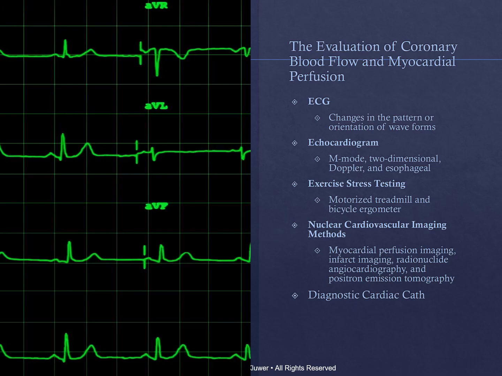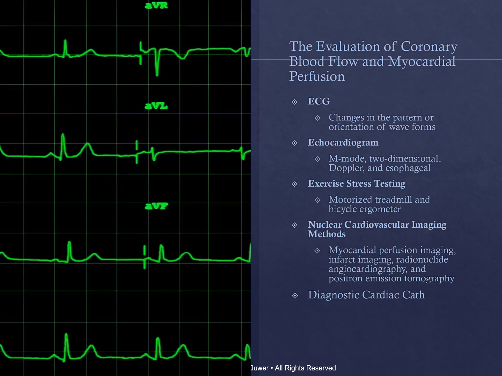So when we're evaluating coronary blood flow and myocardial perfusion, there's a lot of different diagnostic tests that we might use. EKG is the most widely used. It can really tell us a lot about what's going on with cardiac blood flow. And it's an immediate kind of test that you can see. So it's very helpful and used significantly in the diagnosis of coronary artery disease. We'll talk a lot more about that as a diagnostic tool as we work through this unit.